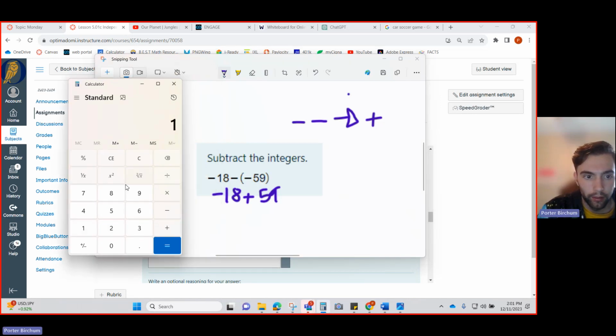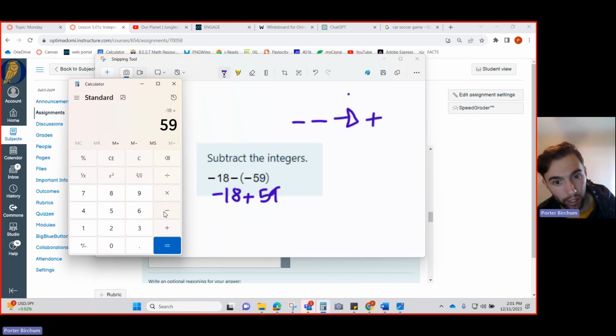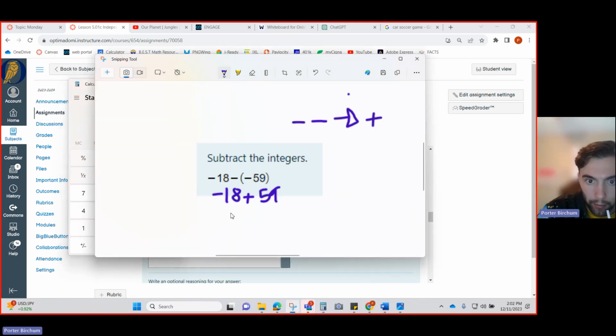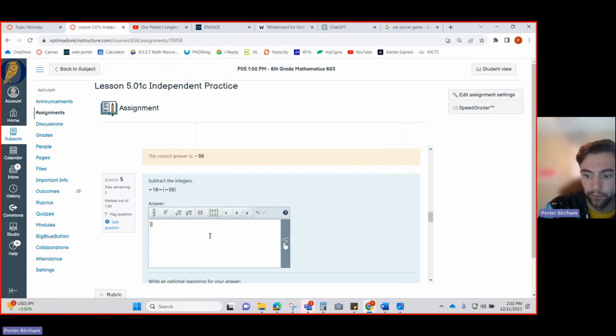So negative 18. I have 18 negatives and 59 positives. So my answer is going to be positive, right? Because there's more positives than negatives. And I think it's going to be 41. Yeah, 41. I did that in my head by rearranging these numbers and doing 59 minus 18. Yep, 41.